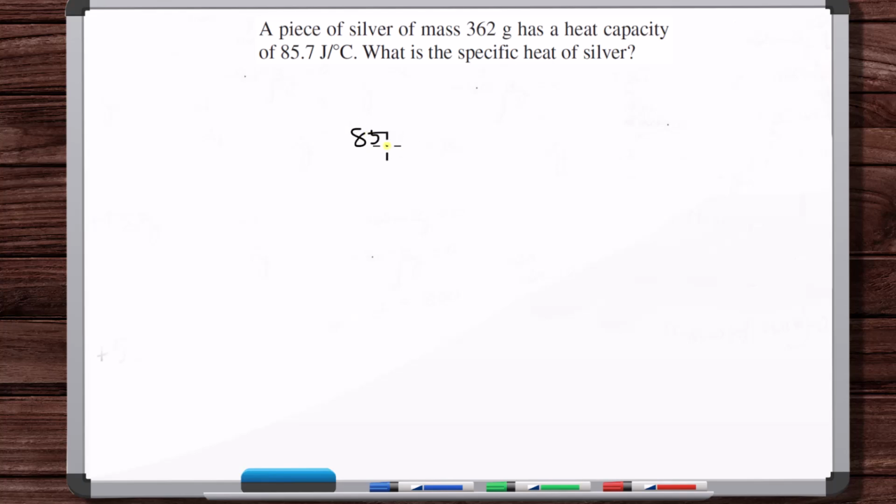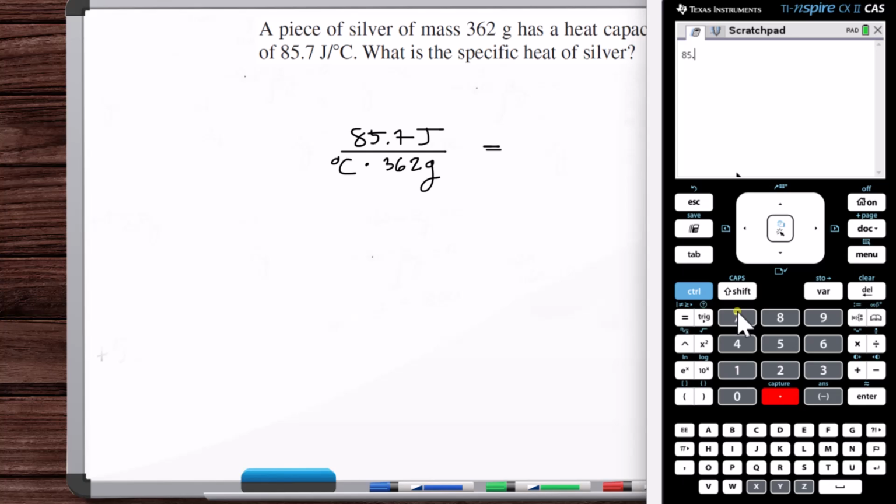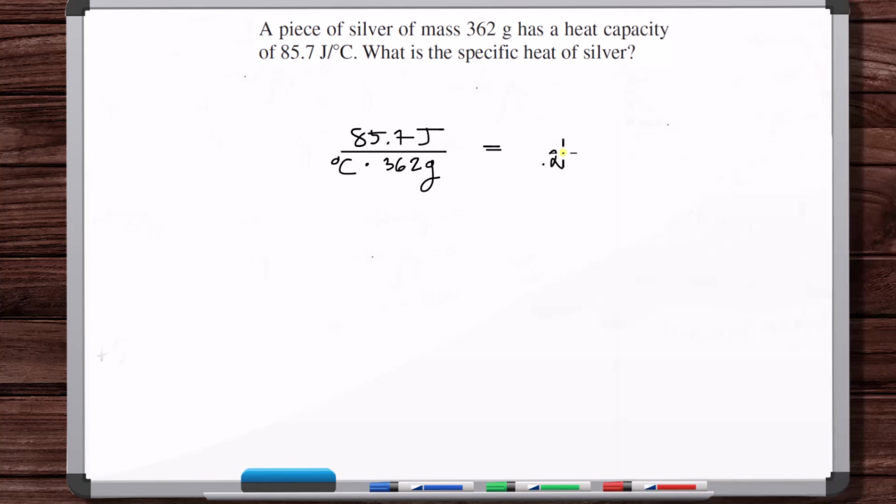So we get per degree Celsius and then, right, joules per gram degree Celsius. So let's just do this division. 0.237 joules per gram degree Celsius.